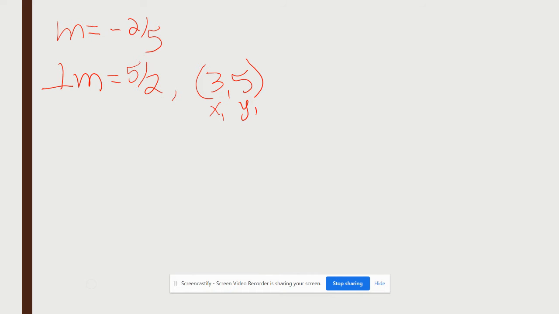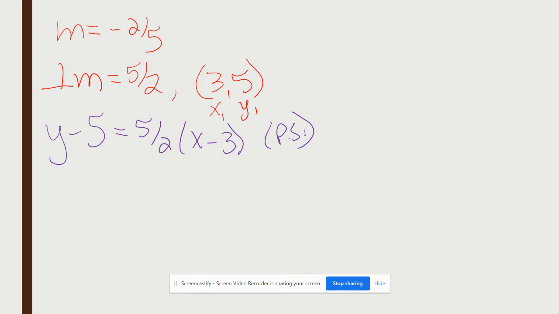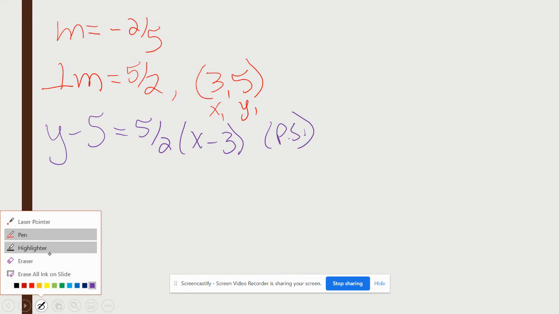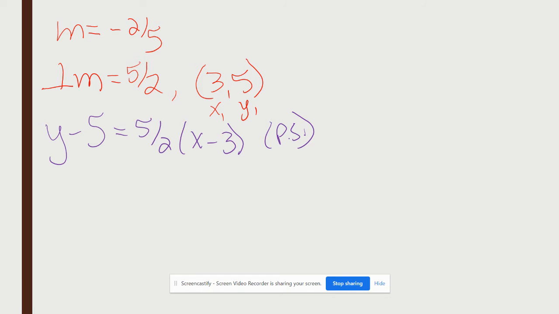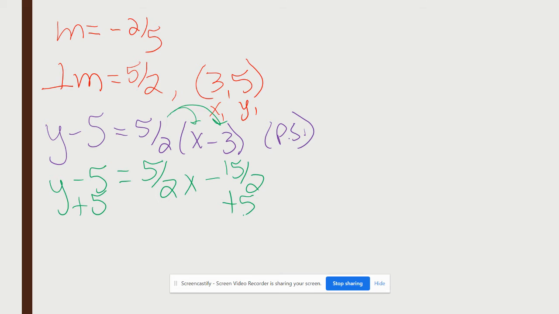So again, we have a point and a slope. So we're starting with point slope form. And this is point slope form. It asks us, though, for slope-intercept form and standard form. So for slope-intercept form, we start with distributing. 5/2 times x is 5/2 x, and 5/2 times 3 is 15/2. Add 5.